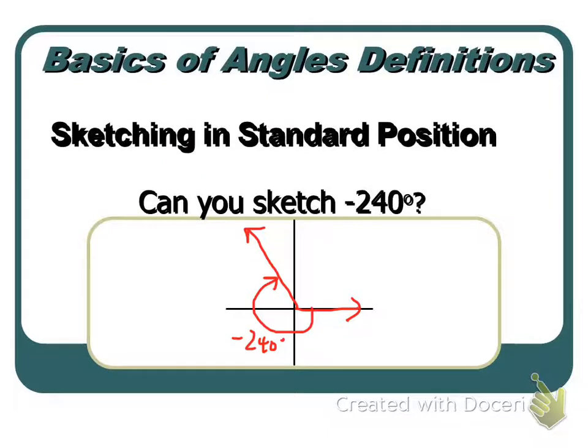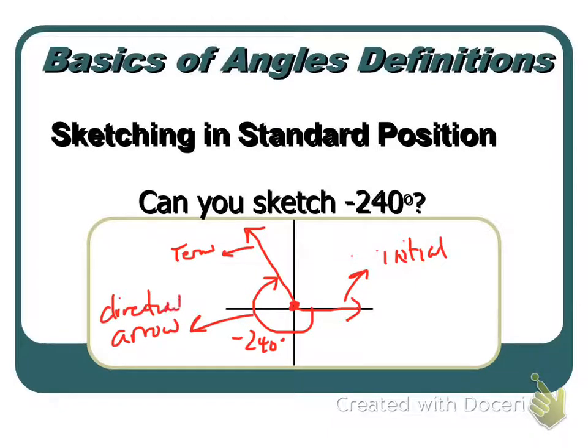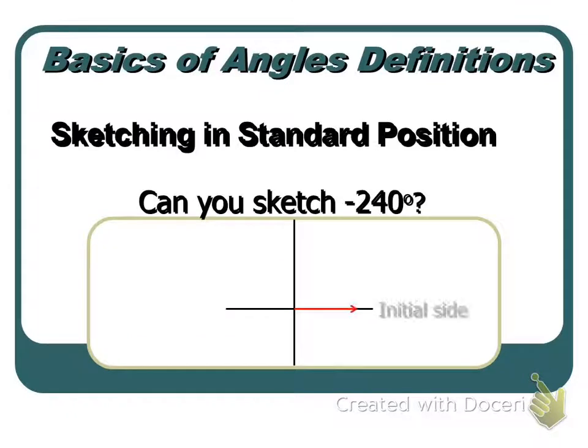Easy enough? Now, what are the parts that every angle sketch has to have? It has to have the vertex. If we count the vertex, that would be 4 parts. This is the initial side. We have to have our terminal side, and we have to have our directional arrow. The directional arrow is a requirement. So it has to have the initial side, the terminal side, and the directional arrow involved.